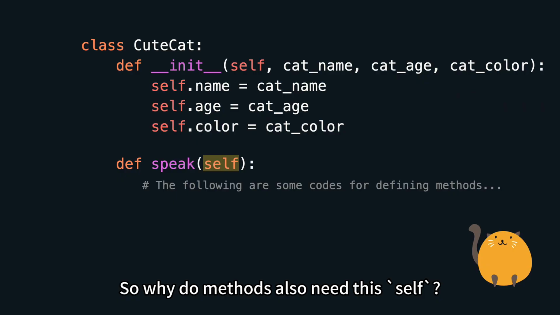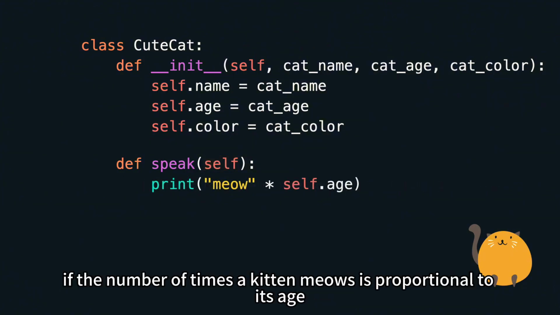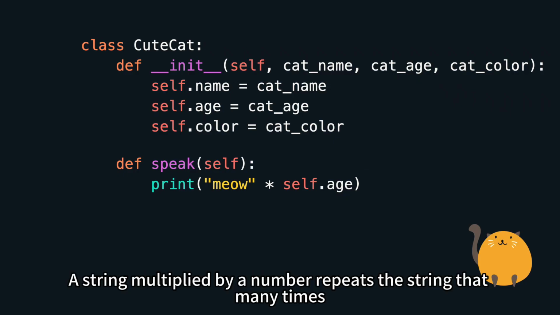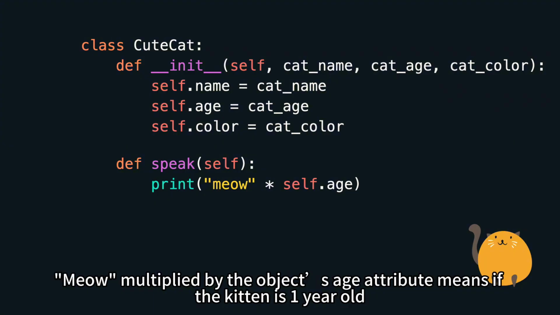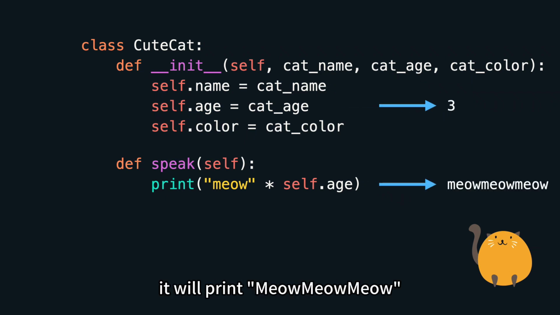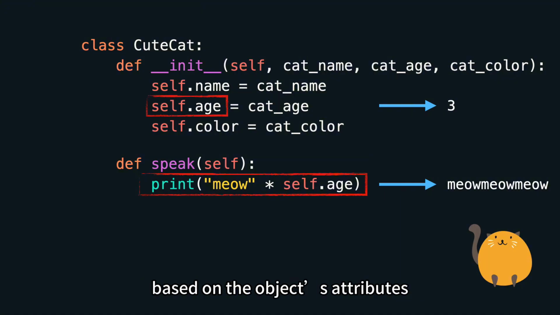So why do methods also need this self? One reason is that it enables us to access or modify the attributes bound to the object within the method. For example, if the number of times a kitten meows is proportional to its age, we could write it like this. A string multiplied by a number repeats the string that many times. Meow multiplied by the object's age attribute means if the kitten is 1 year old, it will print meow. If it's 3 years old, it will print meow meow meow. This way, the result of the method call changes based on the object's attributes.